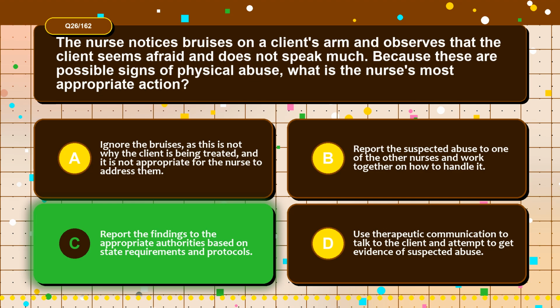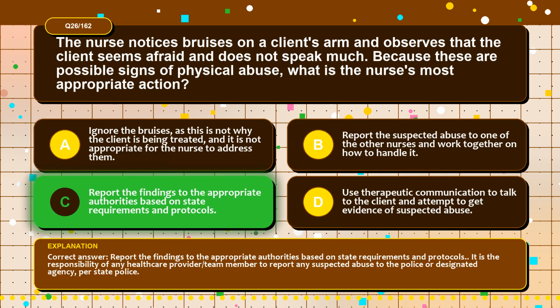The correct answer is option C. Report the findings to the appropriate authorities based on state requirements and protocols. It is the responsibility of any healthcare provider or team member to report any suspected abuse to the police or designated agency, per state protocol.